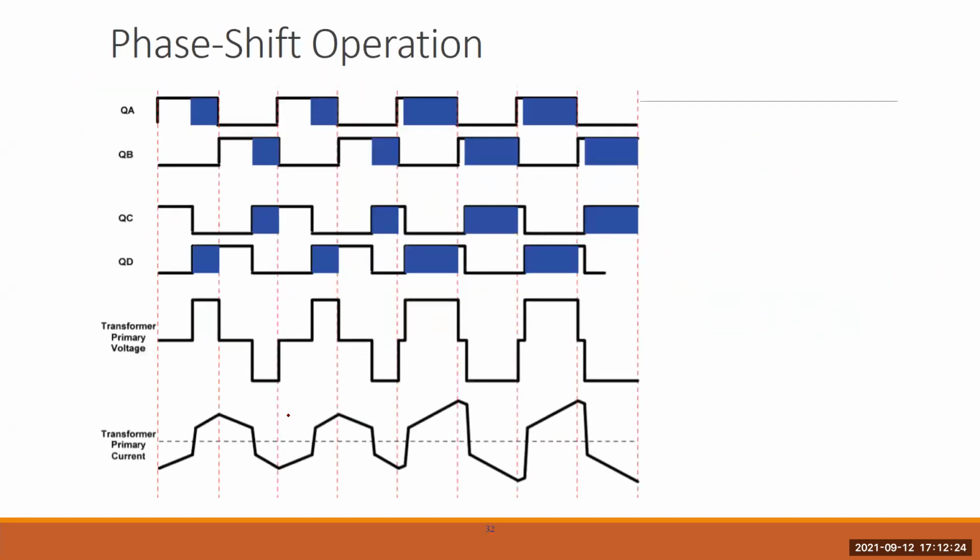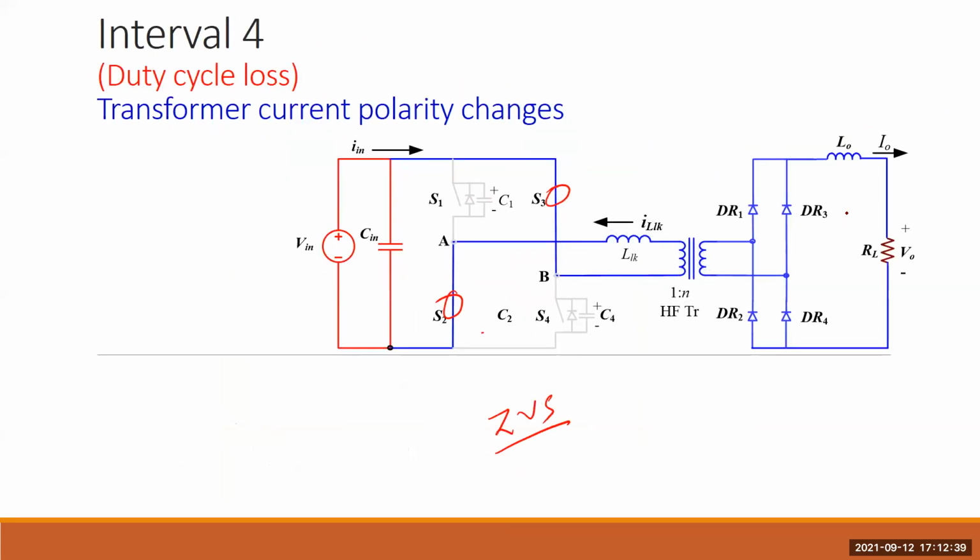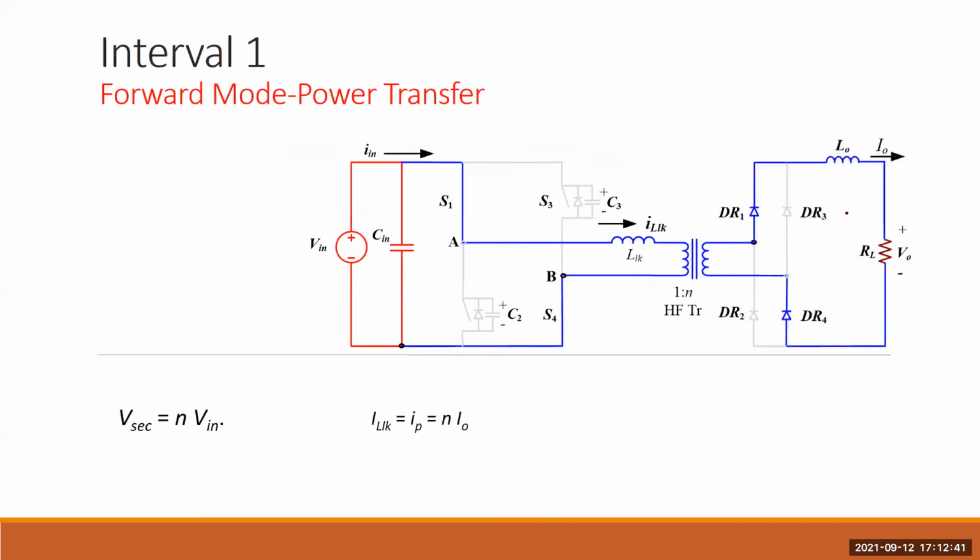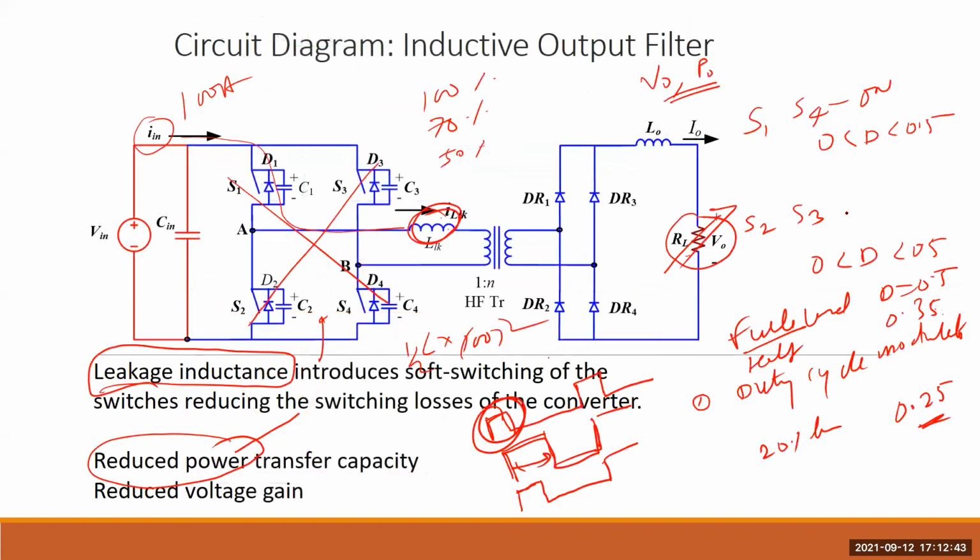So to avoid this, people propose a second modulation. The circuit remains the same, and this is phase shift modulation. It means the duty cycle is always 50-50%. It is not a duty cycle modulation like 50, 30, 20. It is always 50-50.